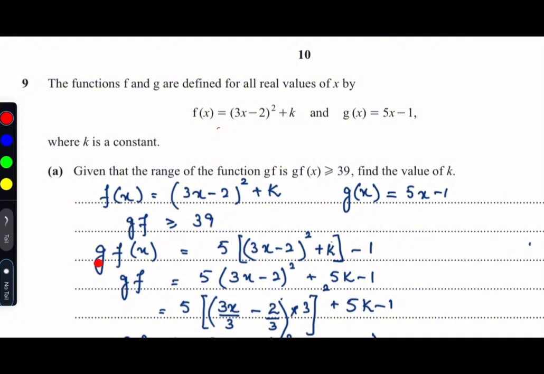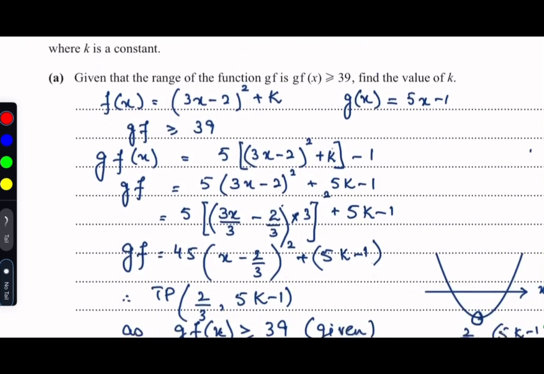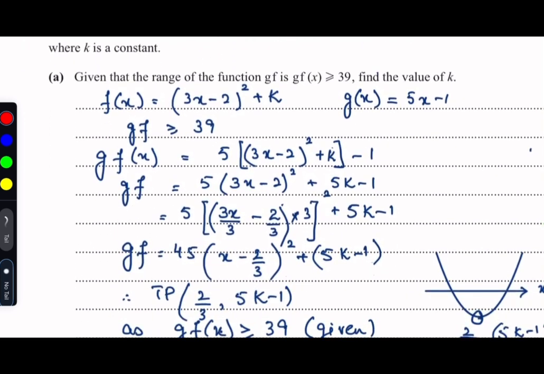First, get the composite function g of f. For that, in the function g, in place of x, I should be substituting the function f. So 5 times 3x minus 2 the whole square plus k, I've substituted f in place of x, and then minus 1. So the composite function becomes 5 times 3x minus 2 the whole square plus 5k minus 1.